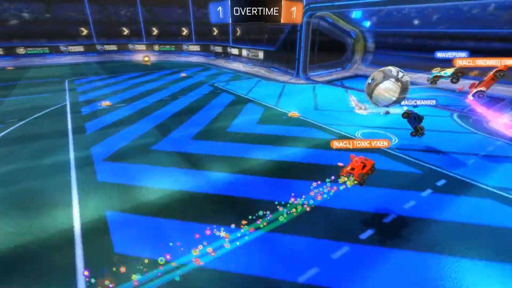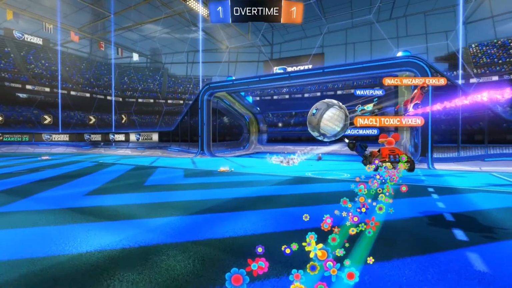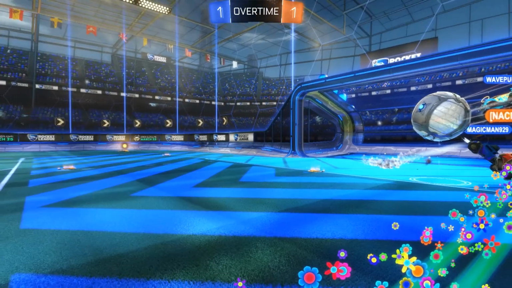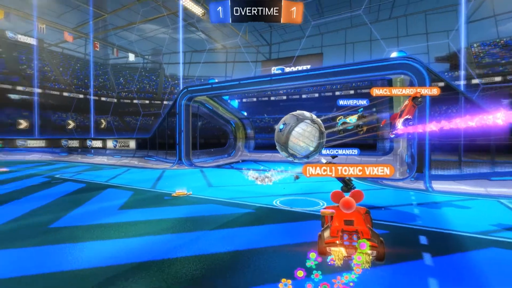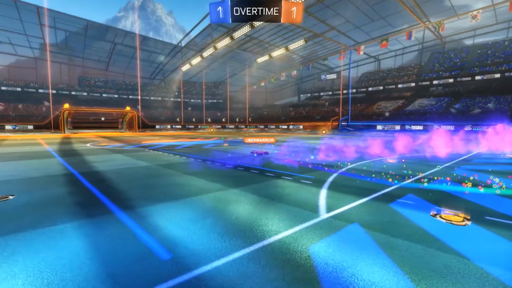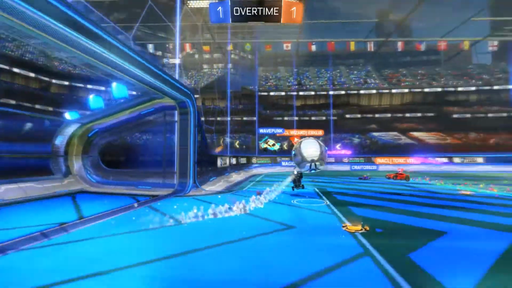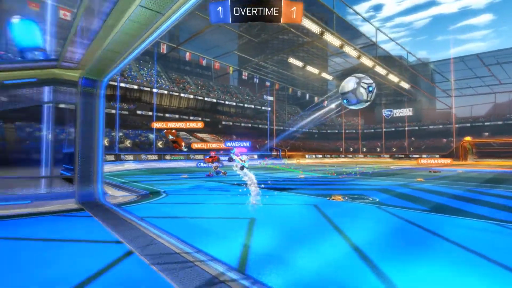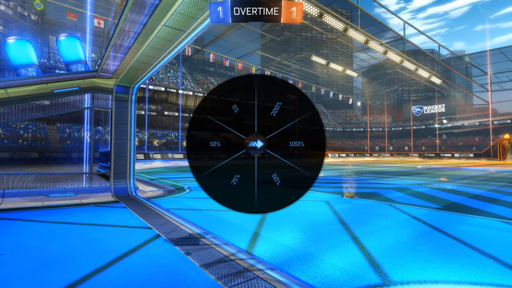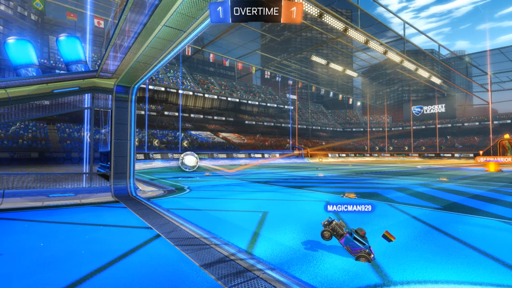But it doesn't really matter because at this point Toxic is not out of position, he's making a good shot, but he's not in a position where he could get a second hit, and Uber is facing the wrong direction. So at this point the stop has been made and the block has happened. We can rewind this and just watch it at full speed one last time.